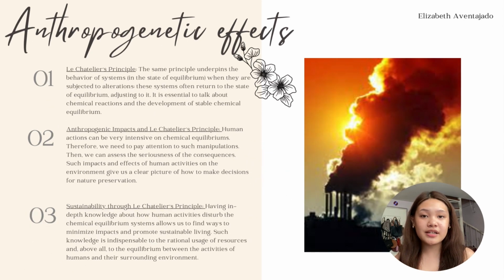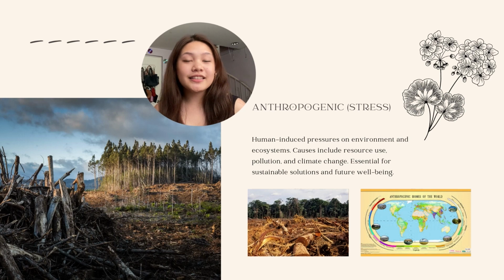Anthropogenic activities such as industrial processes and deforestation often disrupt delicate balances in the natural systems, leading to environmental degradation. Therefore, it's crucial to scrutinize our actions and assess their consequences meticulously. By understanding the repercussions of human interventions on chemical equilibriums, we can develop informed strategies to preserve the environment and biodiversity.